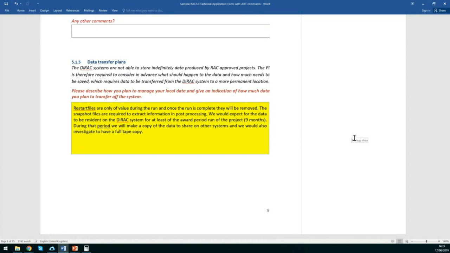So the snapshot files will reside on the system for the duration of the project. But we intend to make a copy of those somewhere else, and we would investigate having a full tape copy. In this case, we don't say where that would be, but we need to have a plan for that.